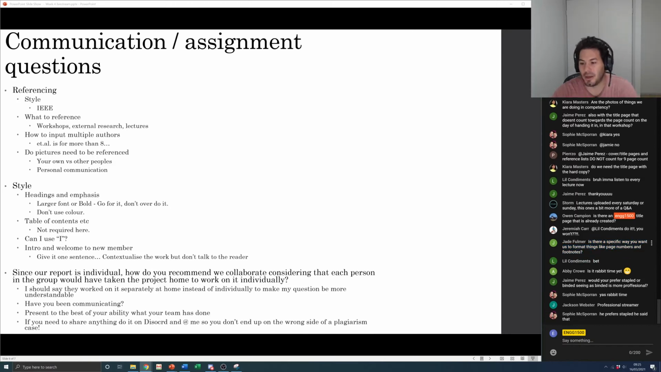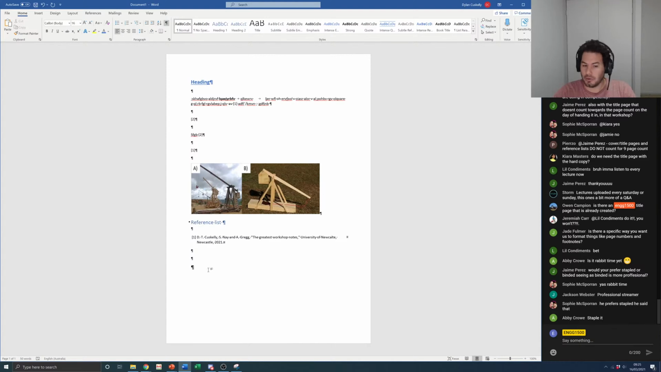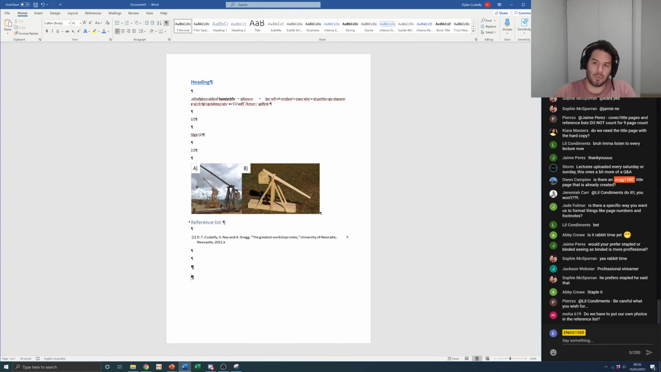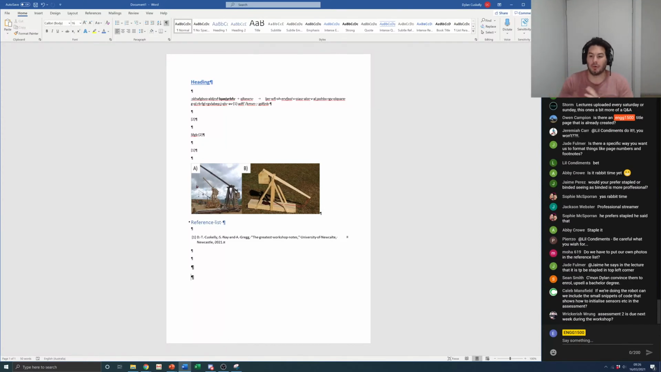Is there a specific way you want us to format things like page numbers and footnotes? No, I wouldn't be using footnotes very much if I was you. Again, you don't need them for your references, but you can. I don't have an issue with you using footnotes if you know how to use them correctly. I don't mind how you do your page numbers and stuff. We might get more specific on some of that stuff in later reports, but I don't want you to stress. If you want to put page numbers in, and by the way, I'd encourage everybody to put page numbers in.